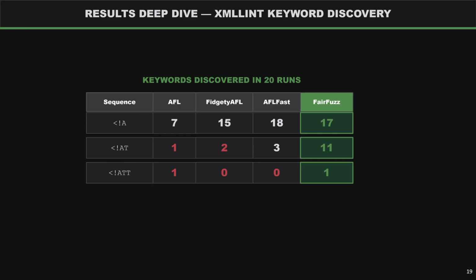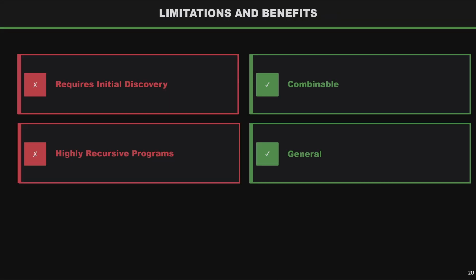FairFuzz, however, produces the longer prefix AT in significantly more runs. This demonstrates that once FairFuzz discovers part of a structured sequence, it's more likely to preserve it and extend it further. In contrast, random mutation frequently breaks partially correct prefixes before they can grow in future test cases. So this table provides concrete evidence that mutation masking helps FairFuzz gradually build structured inputs that unlock deeper code.